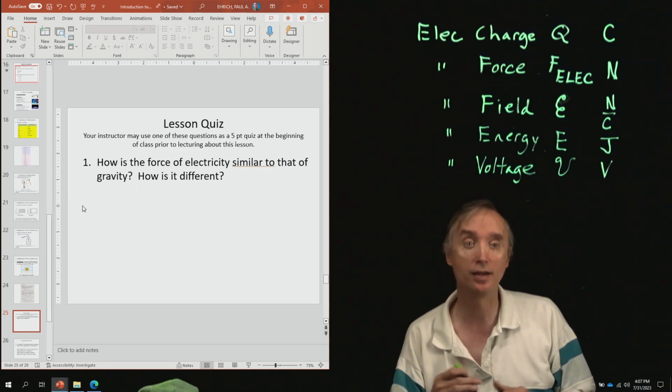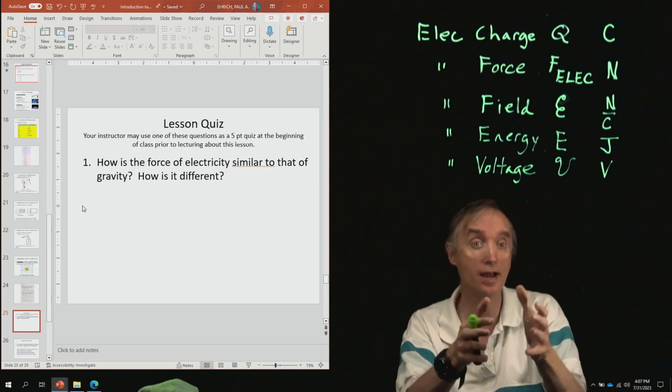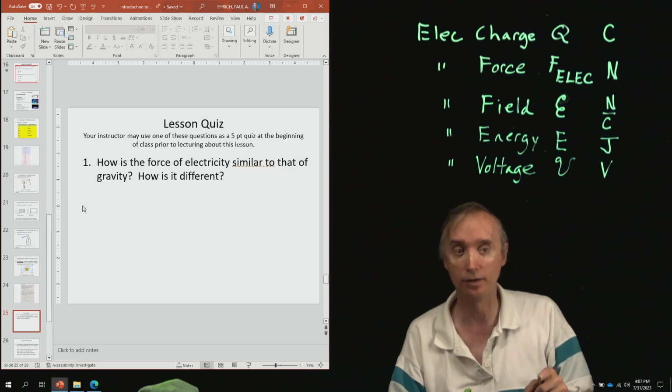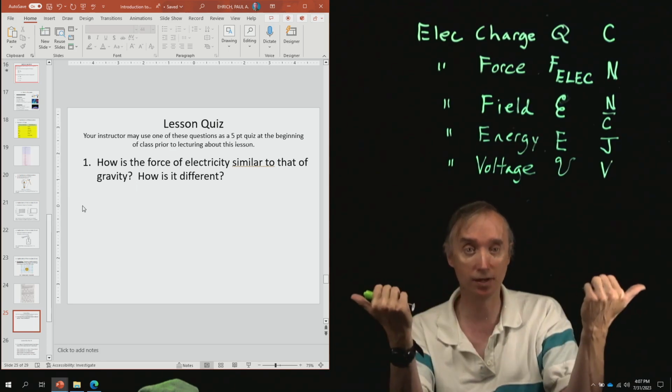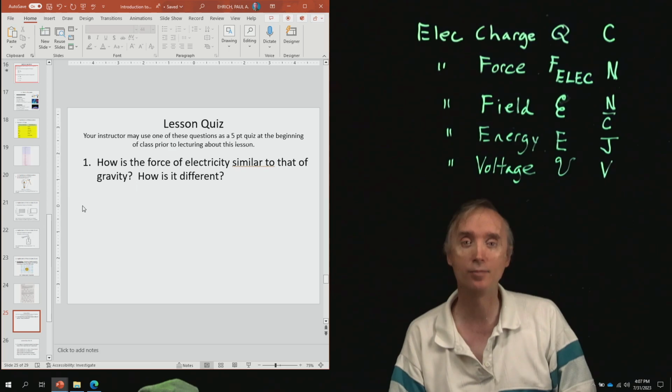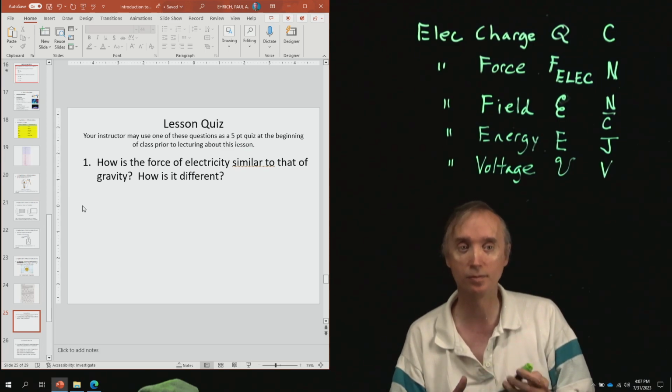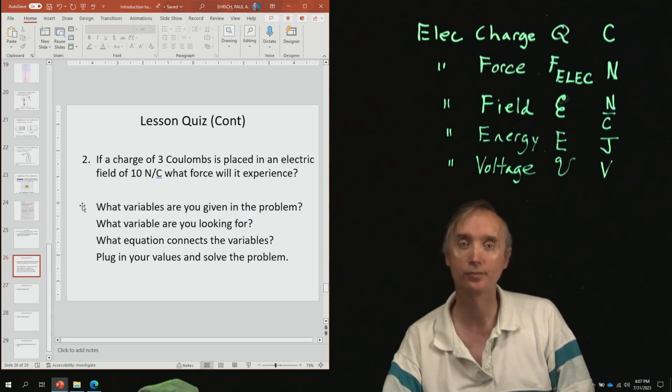They both can attract, but only electricity can repel. How many different kinds of mass are there? Just one. How many different kinds of electrical charge are there? There's two. So there are some similarities and there are some differences between the two concepts.